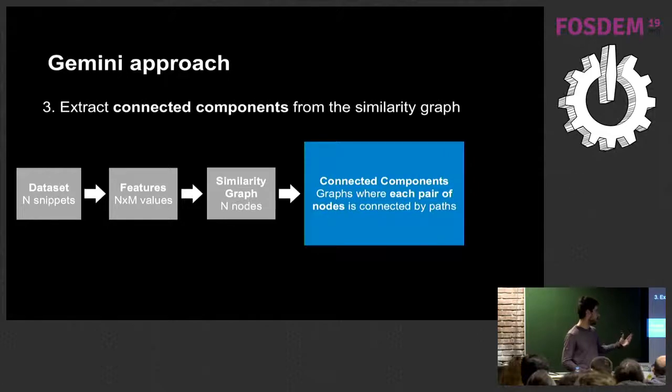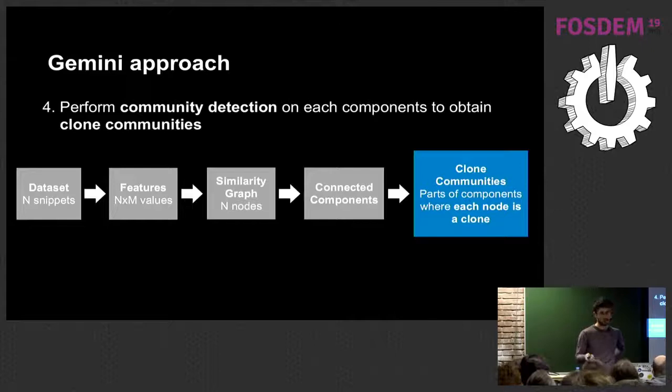The final step in Gemini is, on each of these connected components, we apply community detection in order to find the final cloned communities. So I'll go a bit more in depth into why we do that later on.